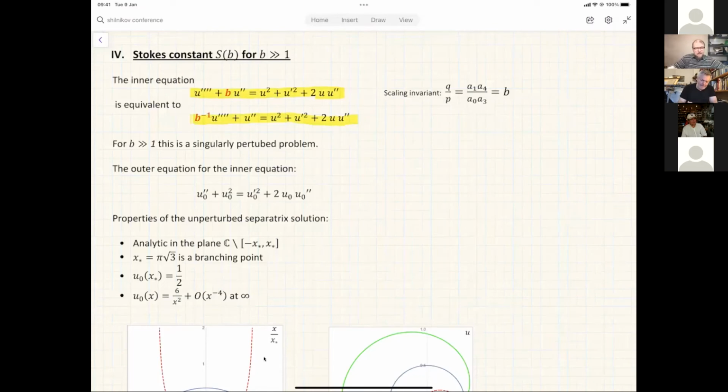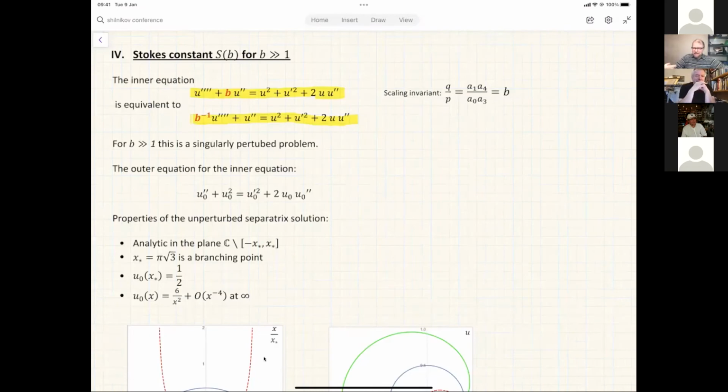Now we see that for large values of b, the equation is a singularly perturbed problem. So you see, we start with a problem of appearance of solitons in a singularly perturbed problem. That is reduced to a problem which is called an inner equation, which defines a Stokes constant. But for large values of b, the inner equation for the Stokes problem again becomes a singularly perturbed equation.